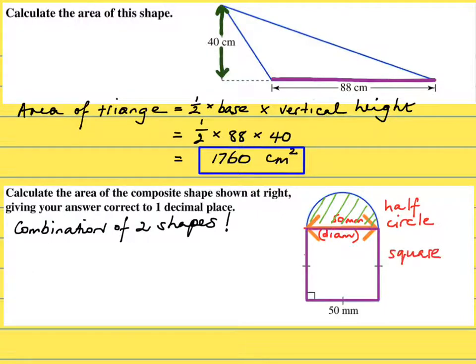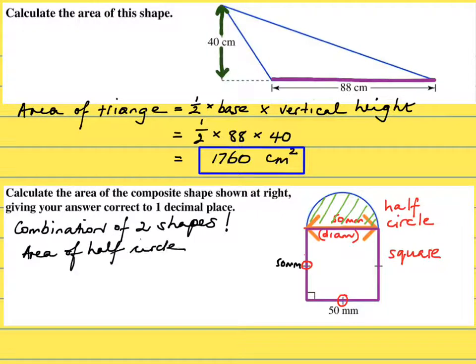Okay, and the other one is a square, because those sides are 50 millimetres, all four of them, with that little line that tells you that they're the same, that little dash that they put across each side. Okay, well, this is no problem now.